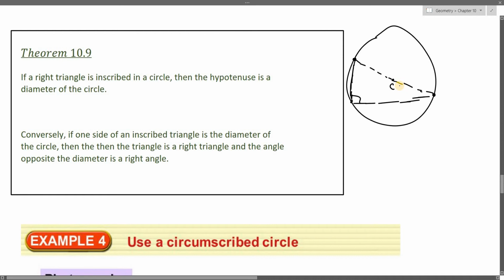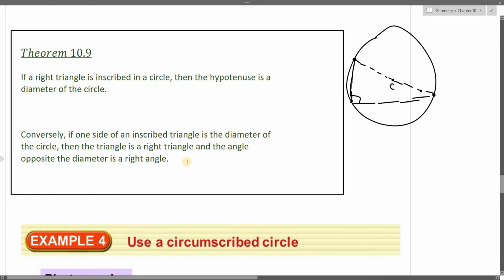So the converse to that, and this is what they're saying, is that if one side of an inscribed triangle is the diameter of the circle, then the triangle is a right triangle, and the angle opposite the diameter is a right angle.